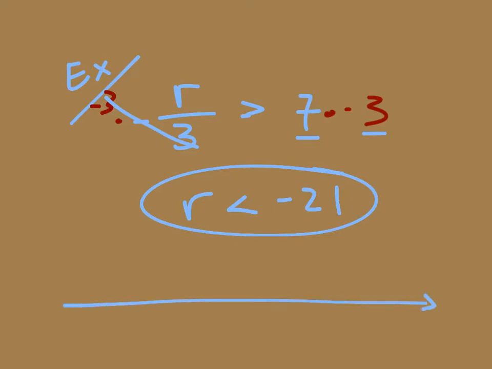I want to graph this, and so I draw a number line. I plot a 0. I plot -21, and then I have an open circle because I'm strictly less than, and r is less than, so r is small. Remember that if we're small, we go to the left. So I'm going to shade to the left for this.